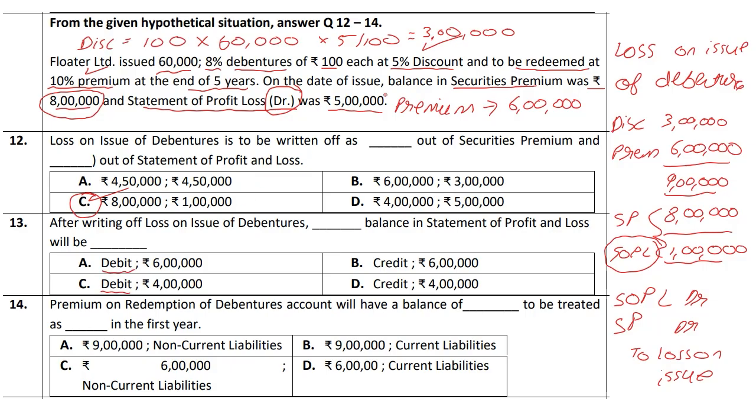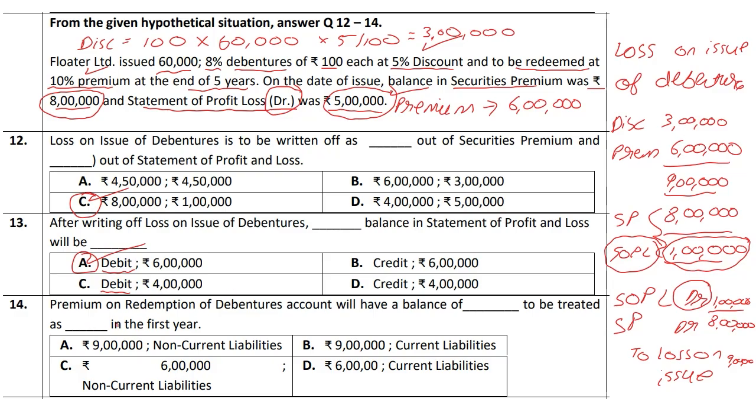Now the question is how much? It was already 5 lakhs, and we have debited it again by 1 lakh. So the statement of profit and loss is being debited by 1 lakh. The securities premium is being debited by 8 lakhs. And accordingly, we are crediting the loss on issue altogether with 9 lakhs. So how much are we debiting? Statement of profit and loss, 1 lakh. It was already 5 lakhs. Added together, you will get 6 lakhs, and therefore your answer is A.